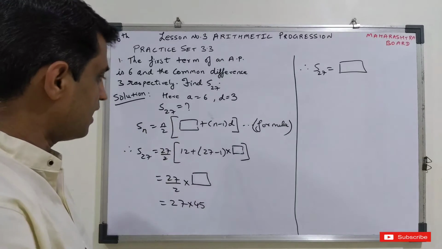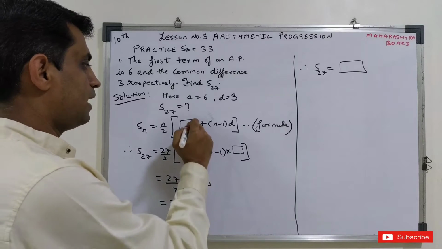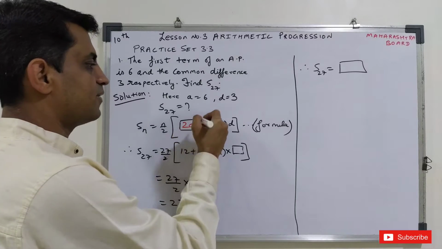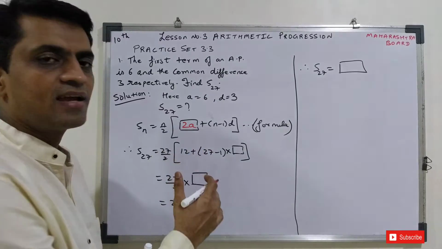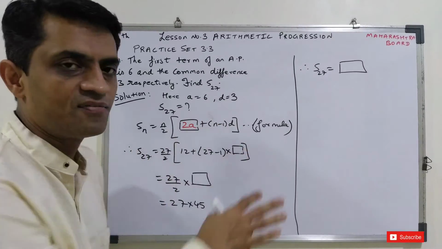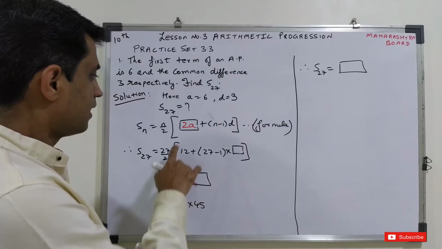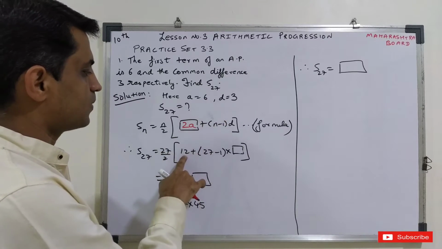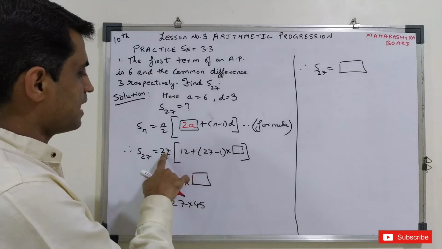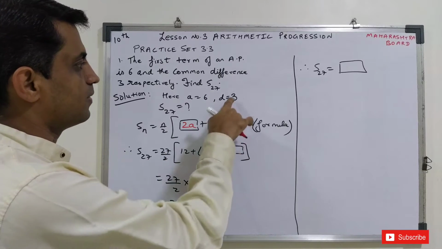Sn is equal to n upon 2 into 2a, so we are writing the bracket here. It is an activity based question, so I put the bracket, so the person who is checking the paper will check the bracket first. So 2a means 12 we got. How 12? 2 into 6, 12. 27 means n, 27 minus 1 into d. What is our d? 3.